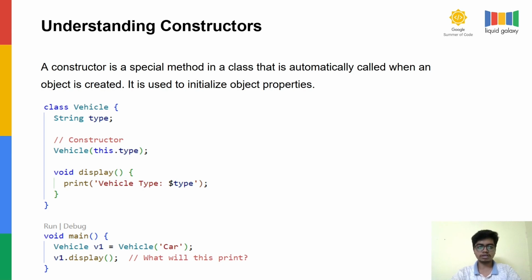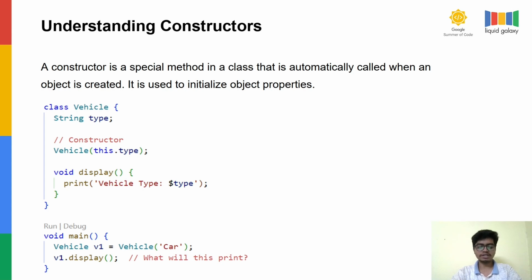So here I have shown one demonstration. I've created a class named Vehicle, and there is a variable called type. And here I have called the constructor Vehicle. One important thing is that the name of the constructor should be the same as the name of the class. If it is not the same, then it will give an error. In the argument of this Vehicle function, I have written this.type. So basically, it's a short form of assigning the value to the type according to the argument. Now I have created a method called display and it's printing the vehicle type.